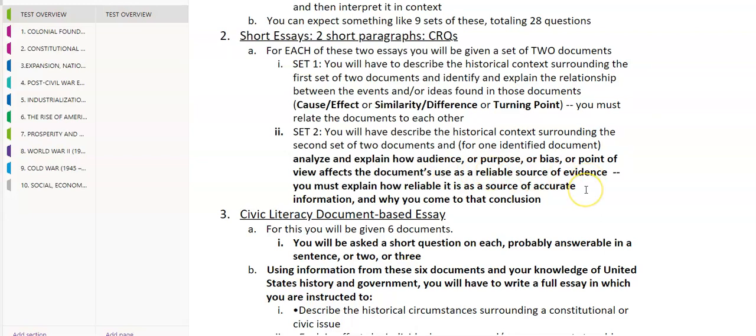In other words, you must tell me, or the grader, how reliable is this document as a source of historical information? And perhaps what historical information is it reliable for? And why you come to that conclusion.